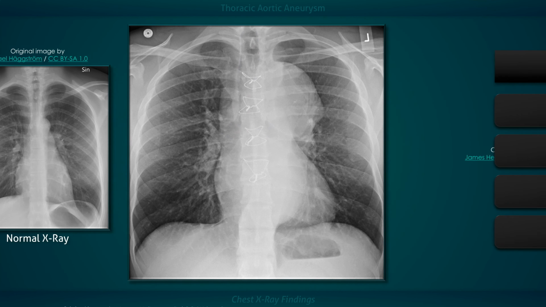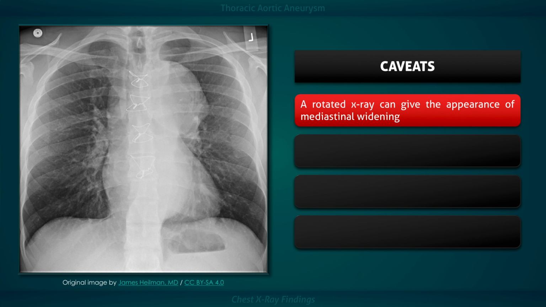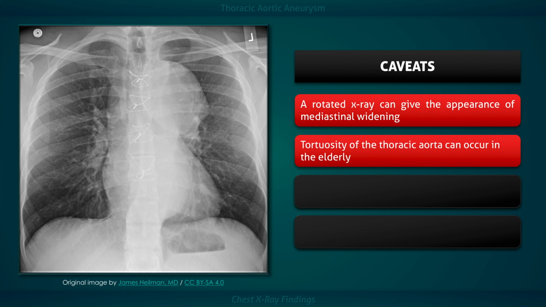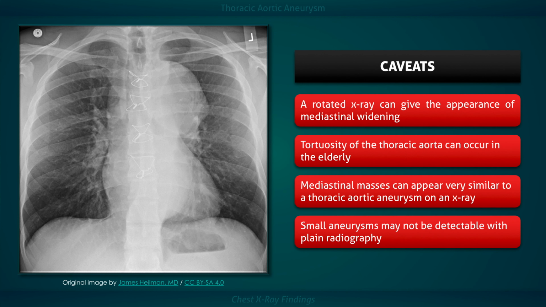When considering the possibility of a thoracic aortic aneurysm, you should keep in mind a few caveats. A rotated X-ray can give the appearance of mediastinal widening. The aorta can be quite tortuous in the elderly. Mediastinal masses such as a thymic tumor can appear very similar, and small aneurysms may not be detectable with plain radiography.